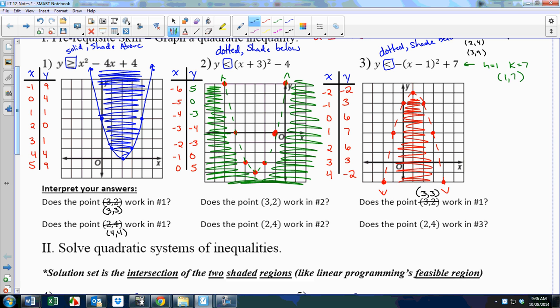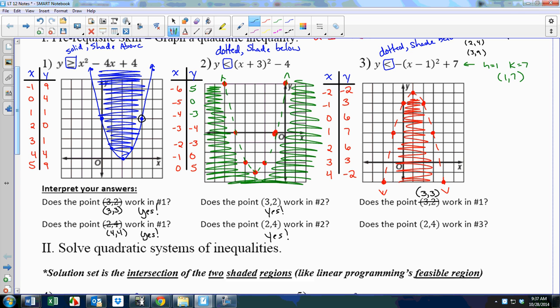Okay. Number 1, in the blue graph, does 3, 3 work? Is it in the shaded region? Okay, so yes. What about 4, 4? And why is it special? 4, 4 is right there. It's on the line. Does it work? Yes, because it's solid. Remember that. Solid meant that the line itself is shaded. So yes, it does work. And the next one, 3, 2. Yeah, it's definitely in the shaded. 2, 4. Yep, definitely in the shaded.